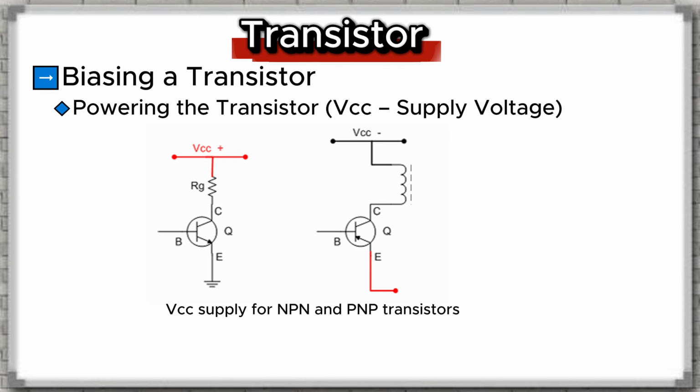We can see that if the transistor is of type NPN, then VCC must be a positive source. If the transistor is of type PNP, then VCC must be a negative source.